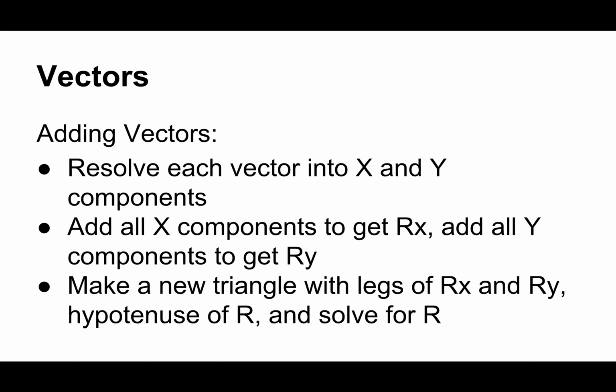The general procedure, if we have to add two vectors together, is to split them apart into their x and y pieces, then add the x's together to get the total x, add the y's together to get the total y. Then we make a new triangle where the total x makes one leg of the triangle, the total y makes another leg of the triangle, and then the hypotenuse represents the overall vector there. So we can find the length and the angle for that vector.